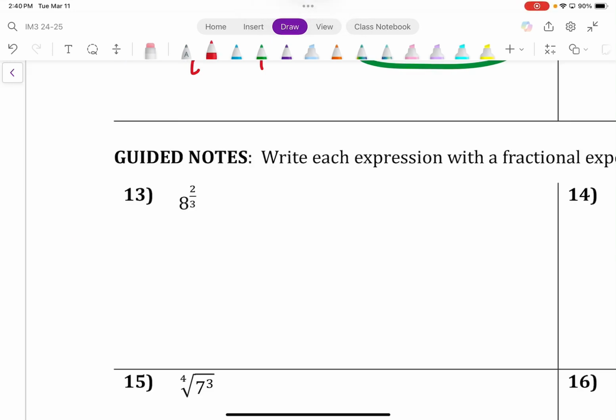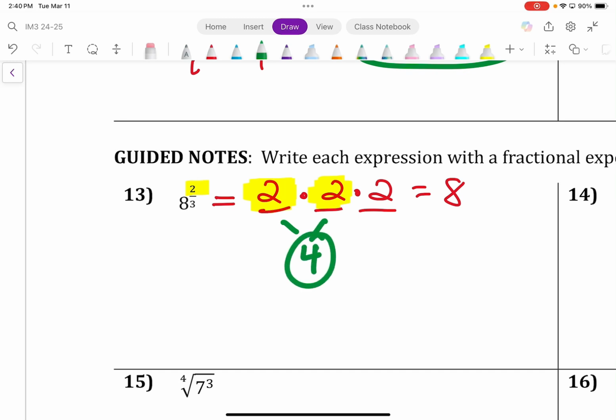8 to the 2/3. The bottom number, the denominator, is telling you that you want 3 equal-sized groups that multiply to 8. So what would each group need to have? 2. So this is 2 times 2 times 2. And then the numerator, which is a 2, is telling you that you want 2 of these groups. So we have 2 times 2, which is equal to what? 4. So giving you an answer of 4.